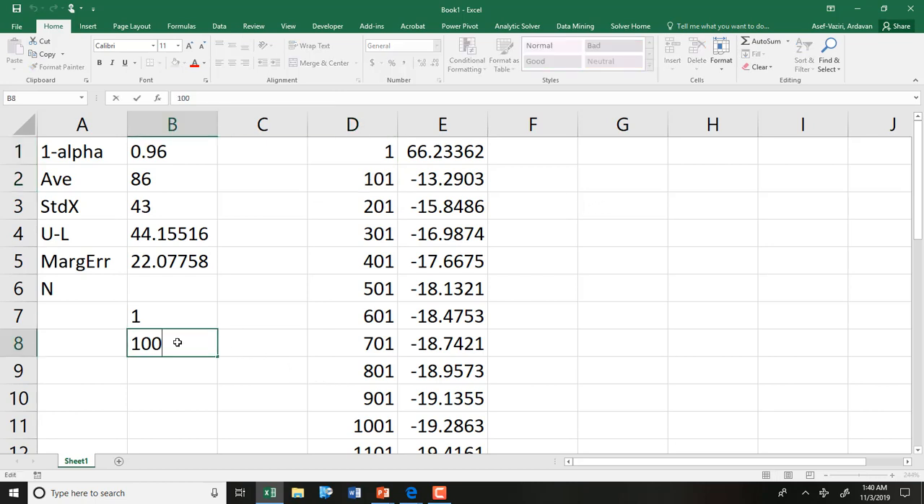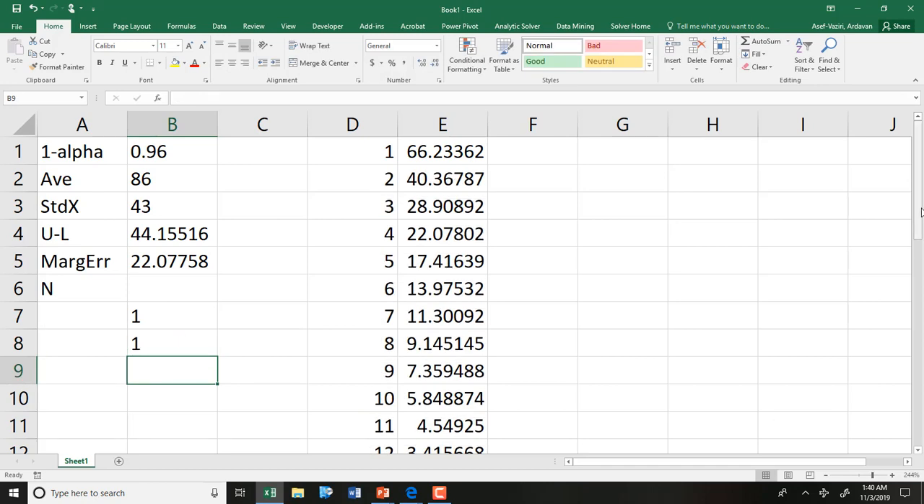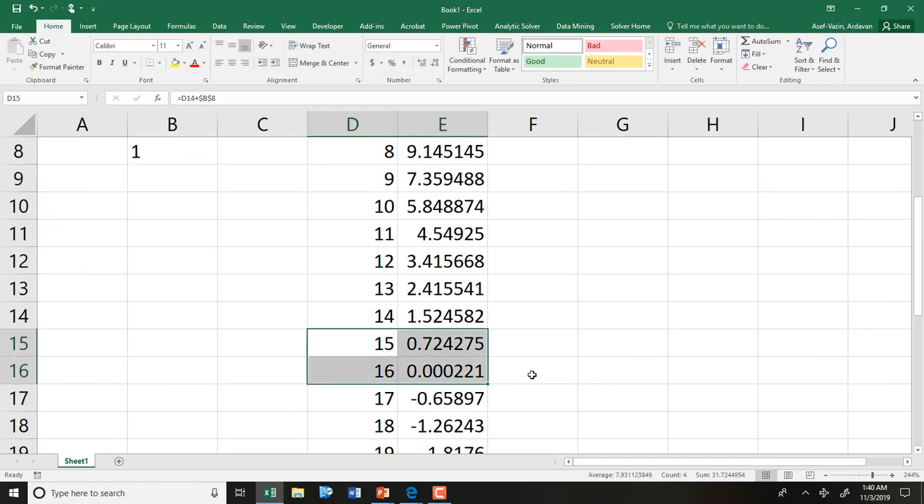I will go and change this 100 to 10. Now everything is fixed. Again, I go down. I see up to 11, it is positive. At 21, it gets negative. So I'll go and change this 10 to 1. Then I go down. I see at this point, it gets almost 0, three zeros. So my sample size is 16.